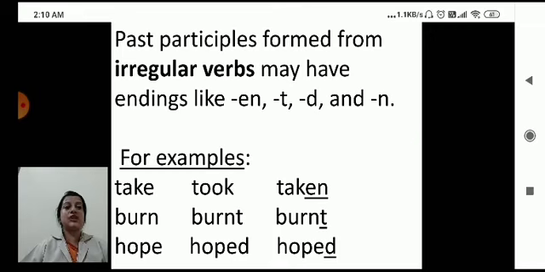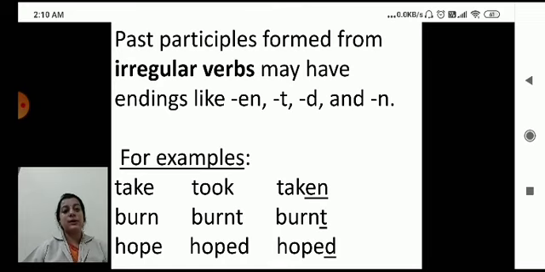Now in case of irregular verbs, the past participle formed from irregular verbs may have endings like en, t, d and n, right? In that way, the past participle is formed from irregular verbs.